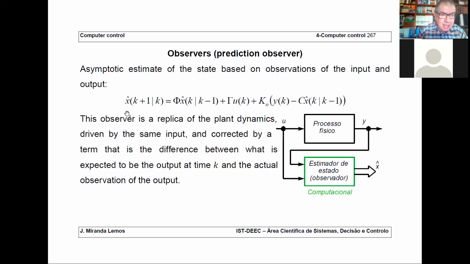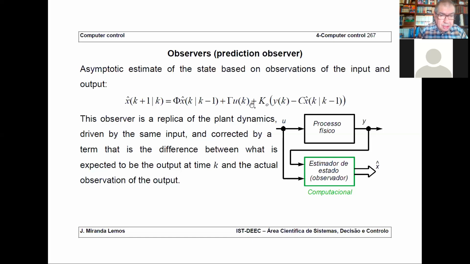So x hat, the hat means estimate of x. So the estimate of x at time k plus 1, and this vertical bar means given, so the estimate of x at time k plus 1 given the information up to k is equal to phi x hat, the previous estimate, the estimate of x at time k given information at time k minus 1, plus gamma u k. And if you replace x hat by x of k plus 1, and here x of k, and so on, these first terms correspond to nothing more than a replica of the system, driven by the same input.